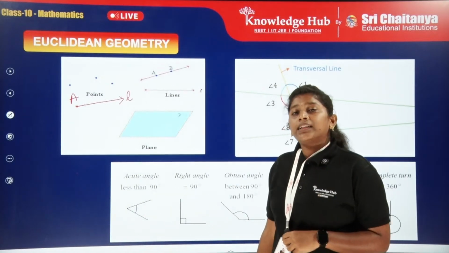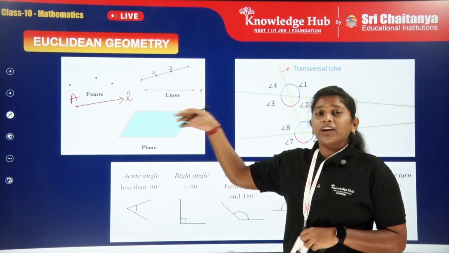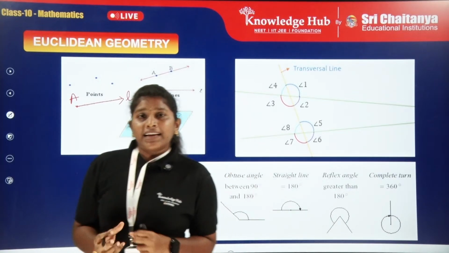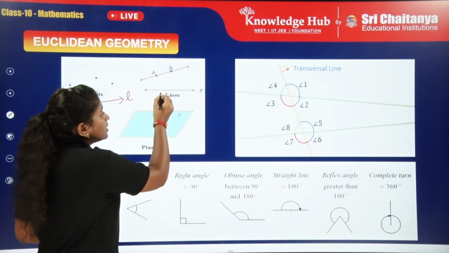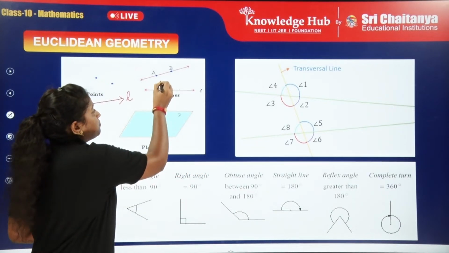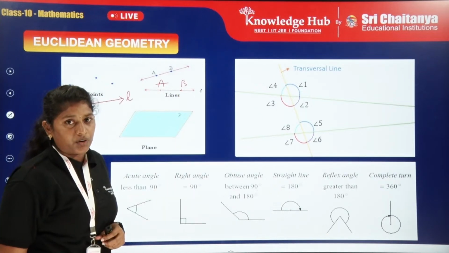So coming to the line, it is nothing but something which can be extended from both the ends, where it does not have any end point. But coming to the line, we can get a line segment from the line. How? If I am considering this as my line and I am taking a part from this, with the points A and B, then it becomes your line segment.